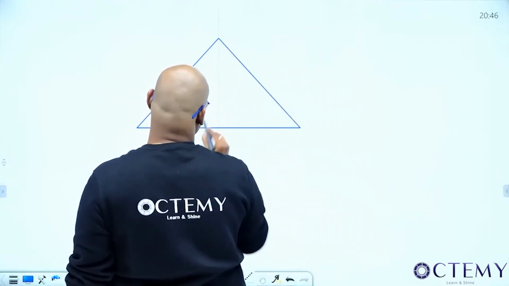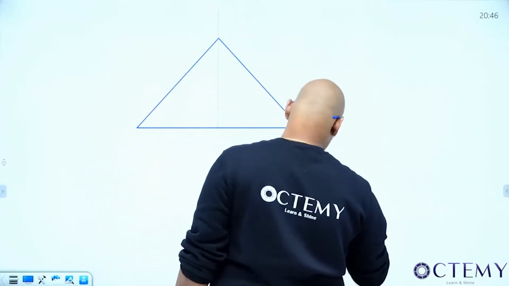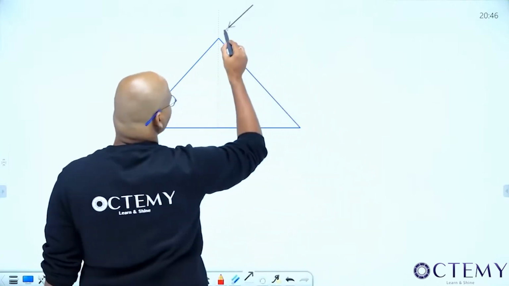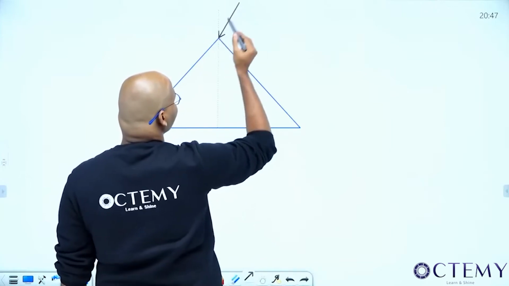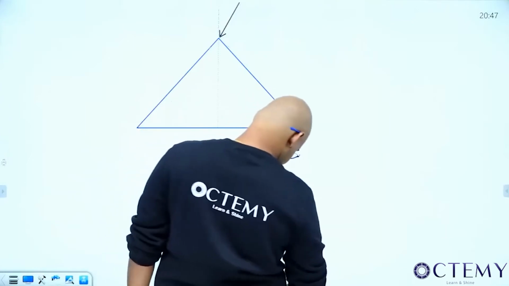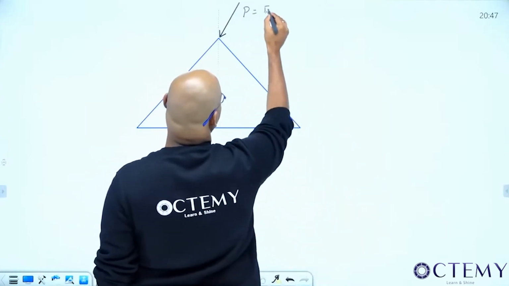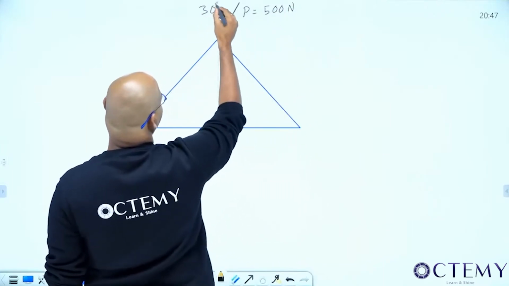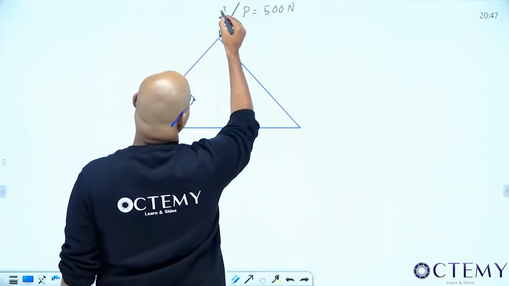Just for reference, I'm drawing, sir. Just for reference, I'm keeping. Okay. How much? 500 newtons at an angle 30 degrees with the vertical. How much is the force? P equal to 500 newtons at an angle 30 degrees with the vertical. Are you okay? I'll write here 30 degrees.